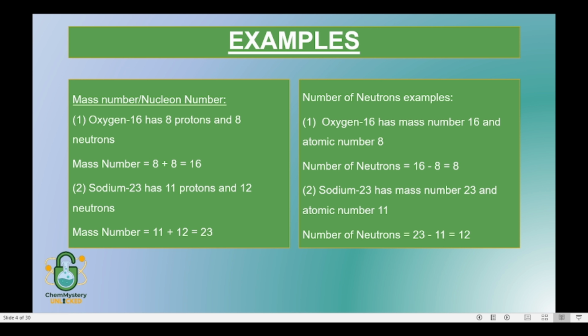Okay, now let's move on to the second example. Sodium 23 has mass number 23 and atomic number 11. Number of neutrons equals 23 minus 11. So the answer comes out to be 12.